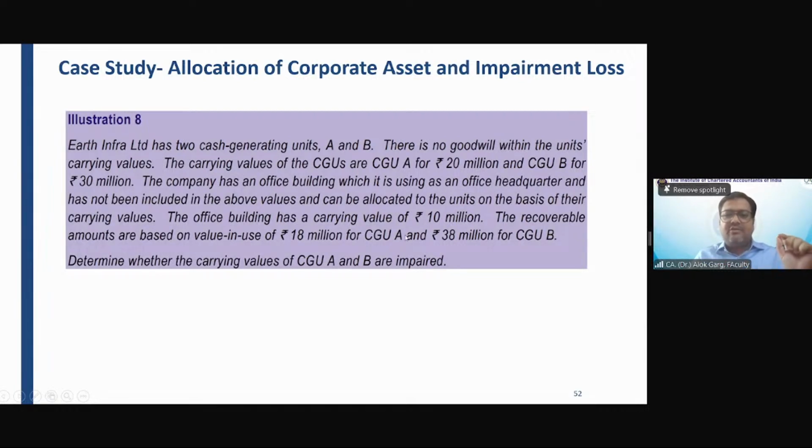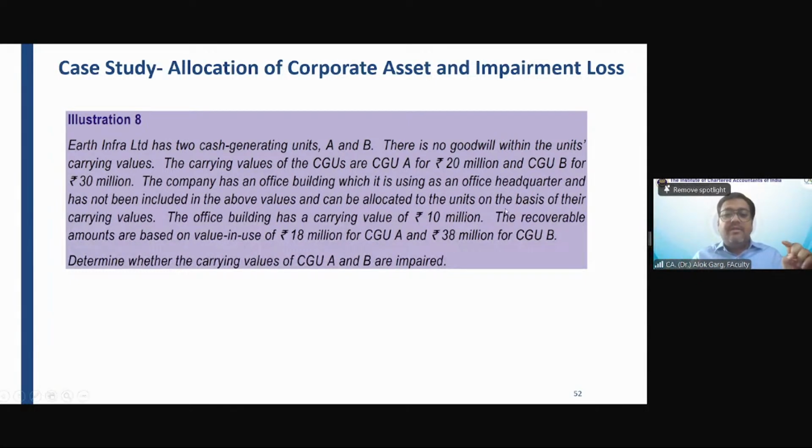The company has an office building which it is using as an office headquarter, and it has not been included in the above values and can be allocated to the units on the basis of their carrying values. There are two CGUs whose carrying values are given, no goodwill, and there is one head office building whose value is 10 million. This 10 million needs to be allocated in proportion to the carrying values of CGU A and CGU B. मतलब 10 को किस रेशियो में बांटना है, 20:30 के रेशियो में बांटना है.